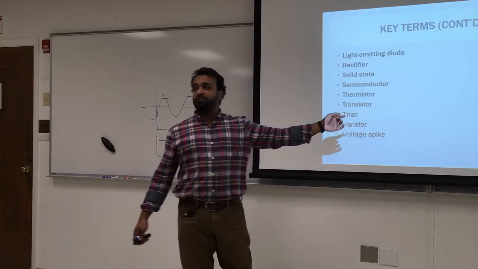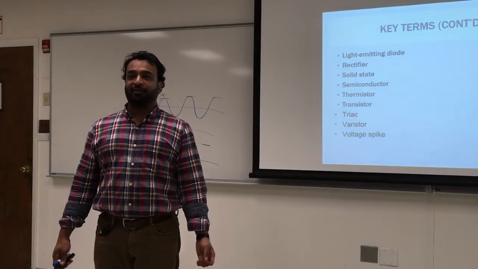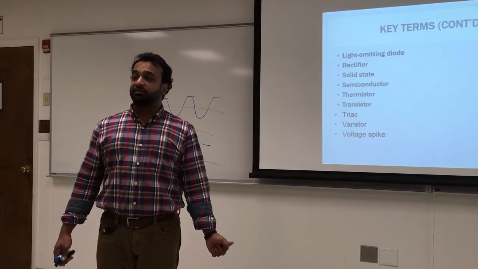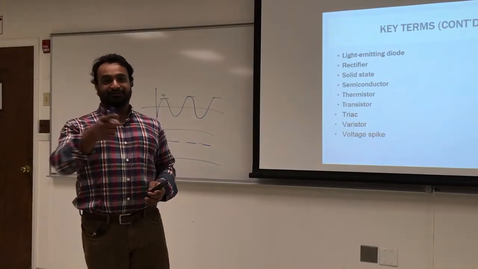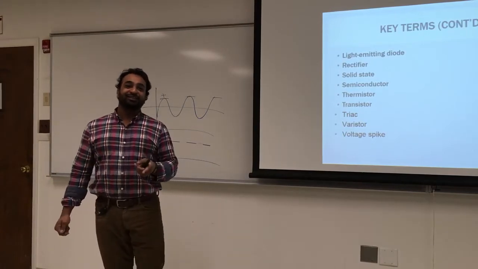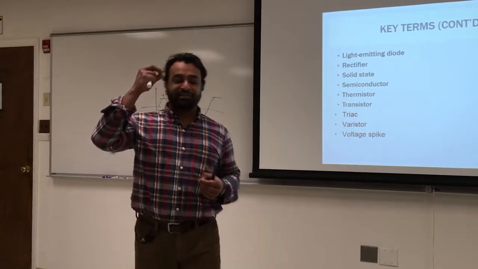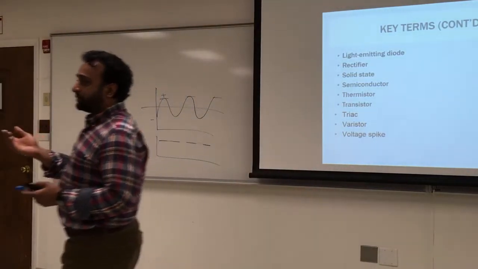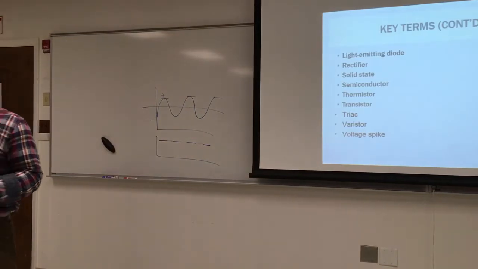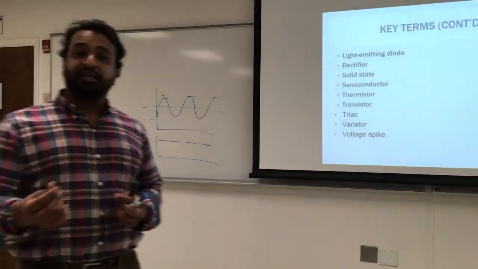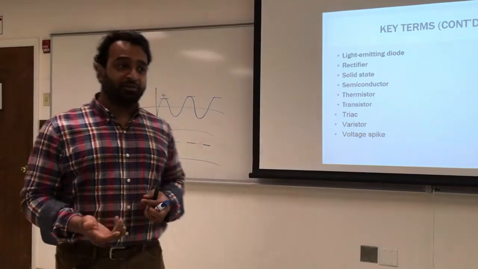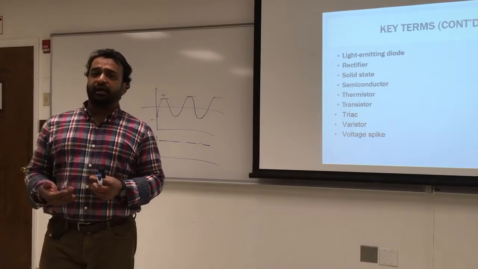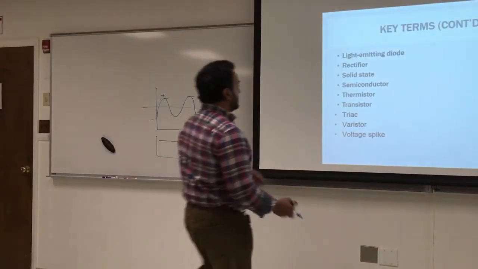Thermistors. What's a thermistor? Sensor for what? Uses temperature? Resistance. How does it sense temperature? It changes resistance with temperature. So a thermistor is one way we can measure temperature, and what it does, we run current through it, and it changes resistance as the temperature changes. Which makes sense because we said there's a relationship between temperature and resistance.